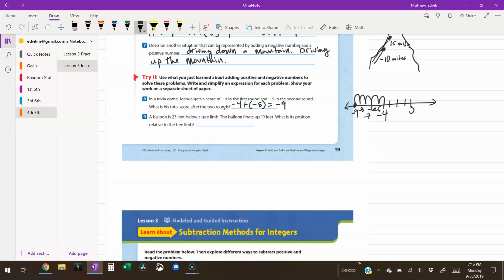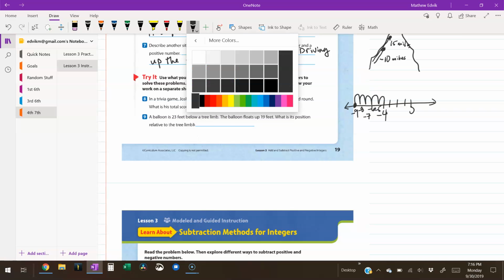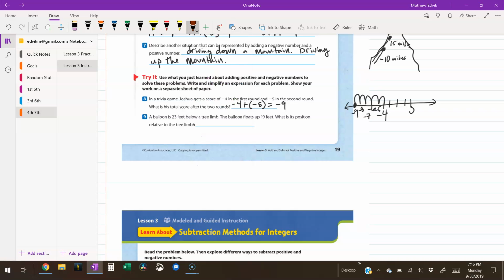A balloon is 23 feet below a tree limb. The balloon floats up 19 feet. What is its position relative to the tree limb? So if I draw my picture here, I don't have a brown pencil. I'm about to though. Let's see. And none of those are really brown. There we go. All right, so I'm going to draw my tree limb over here. So here's my tree.